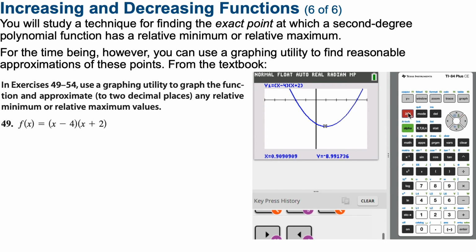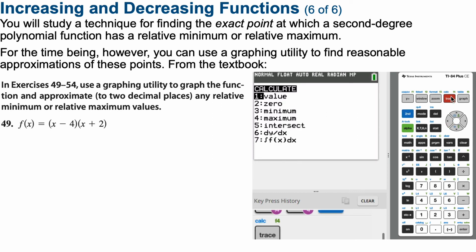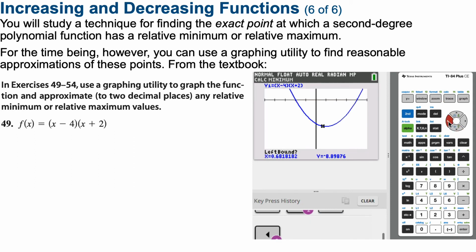So it's approximately negative 9, but you can actually go second, calculate, go down to minimum, and you can hit left bound. So you go a little bit to the left of the minimum, hit enter. When it says right bound, you scroll to the right of the bottom and hit enter, and then your guess is where you think the minimum is, and you hit enter, and there it is. The minimum is negative 9, and x is 0.999999998. Well, actually it's 1. So that's that. See, it's approximate.